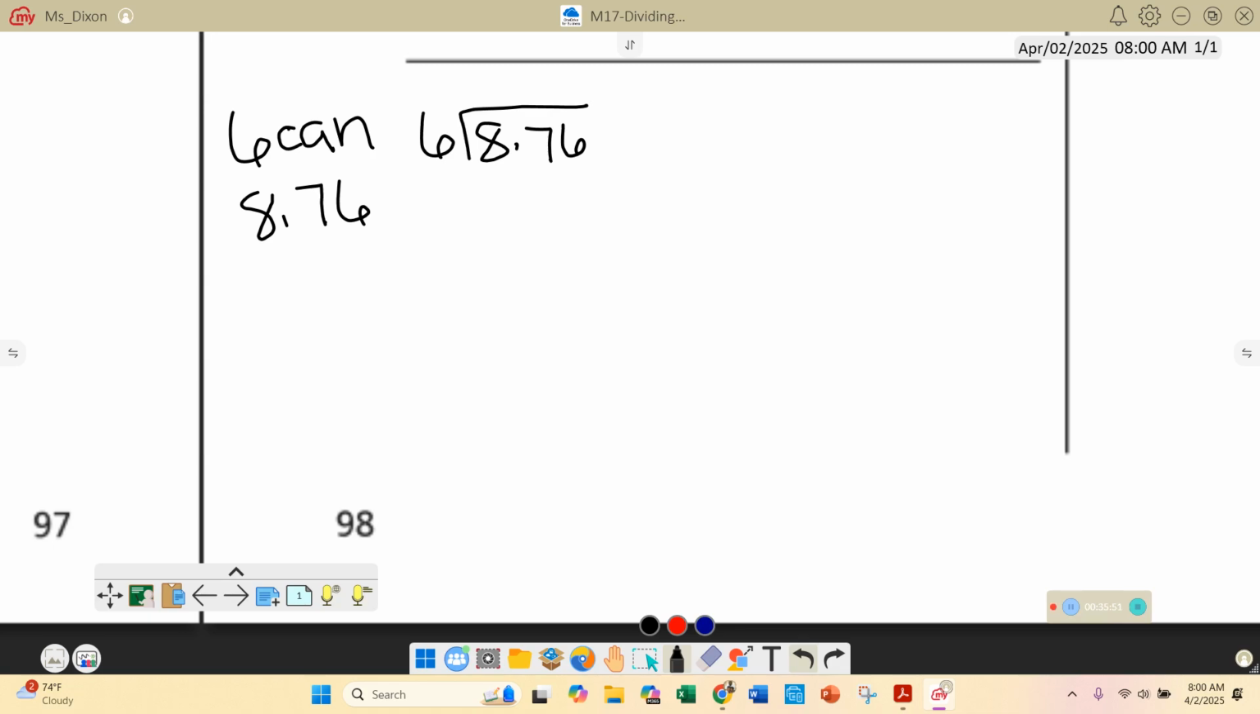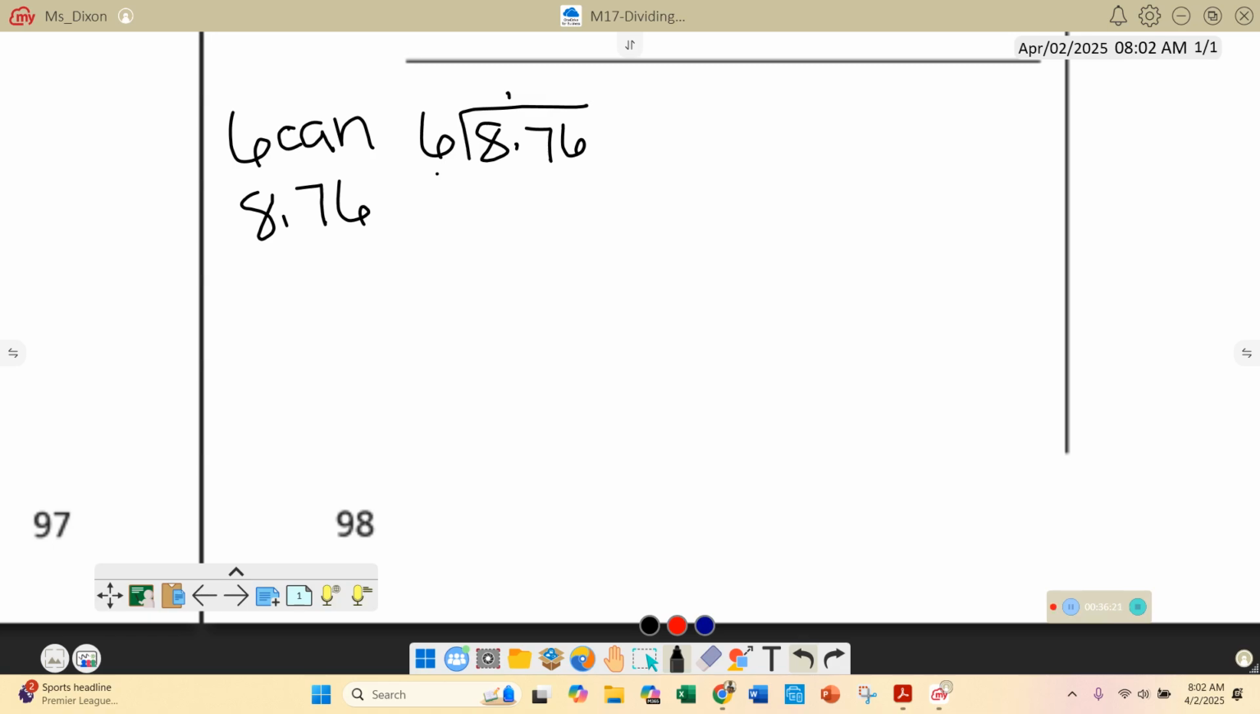All right. First check your divisor, which is 6. See if there is a decimal in that divisor. There is not a decimal in the divisor, so we are going to simply keep our decimal in our dividend and bring it straight up. I'm going to rewrite this problem so that it's a little bit easier for us to solve.